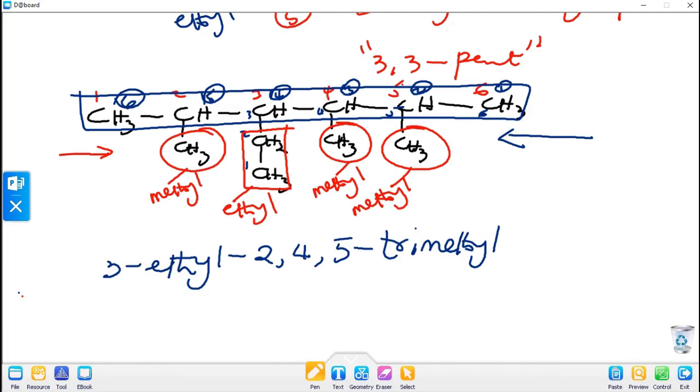And there are 6 carbon atoms there, so that is hexane. So this is the name of the compound. 3-ethyl, 2,4,5-trimethyl hexane. And that is the name of that compound.